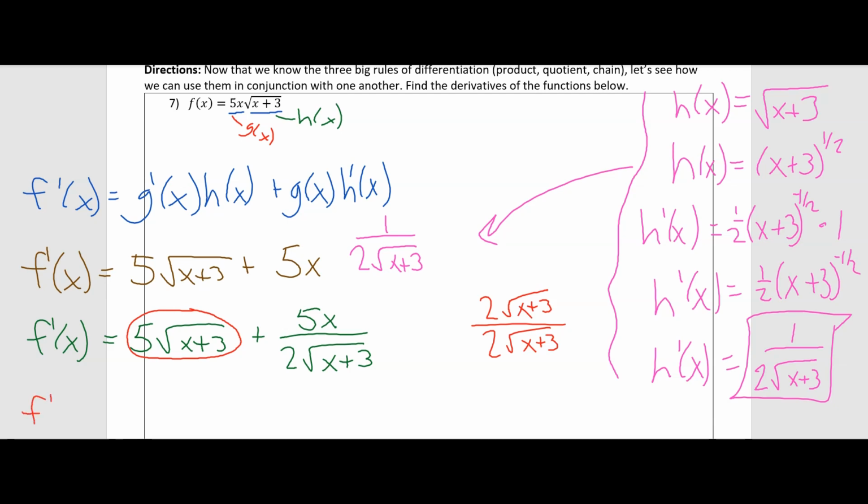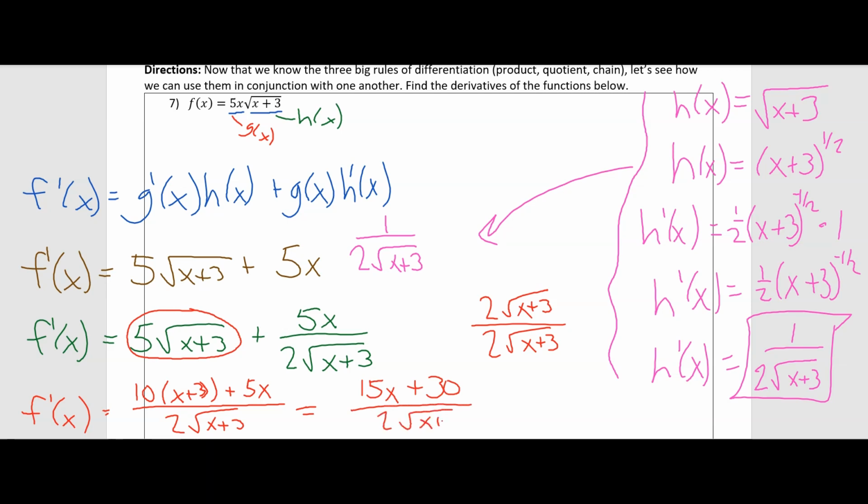If I do that, I'm going to skip some steps here. I get f prime of x is equal to 10 times the quantity x plus 3 plus 5x all over 2 times the square root of x plus 3, which is equal to 15x plus 30 divided by the product 2 times the square root of x plus 3.